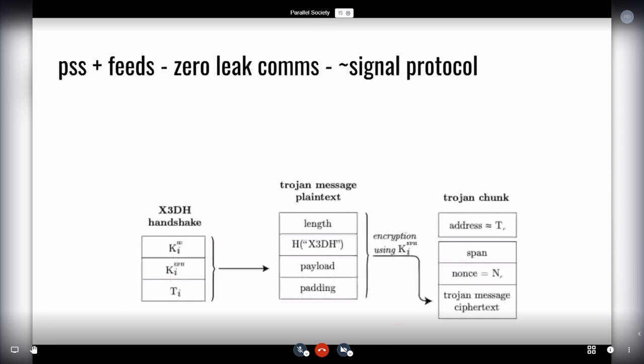And as I mentioned, PSS and feeds together give us a very strong communications model and proposition, which basically allows for implementing the Signal protocol together with the extended triple Diffie-Hellman key exchange, which is server-based originally, but you can very simply implement it in serverless fashion on Swarm. So this key exchange protocol is basically providing the seed material for encryption in the post-handshake communication protocol, which in the case of Signal is the double ratchet.